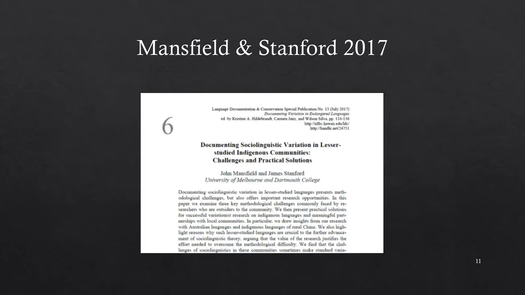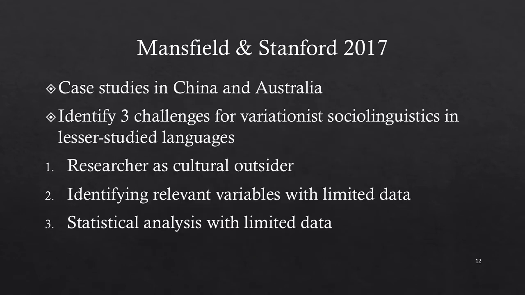This paper by Mansfield and Stanford looks at some of the difficulties of applying variationist sociolinguistics in lesser studied communities. Mansfield and Stanford look at two case studies, one in China and one in Australia. They identify three challenges for applying variationist sociolinguistic methods in these contexts.